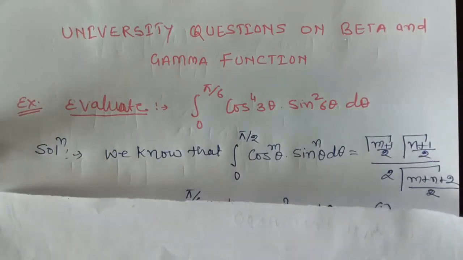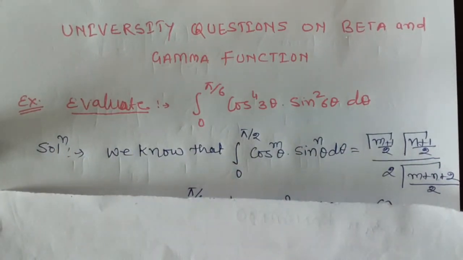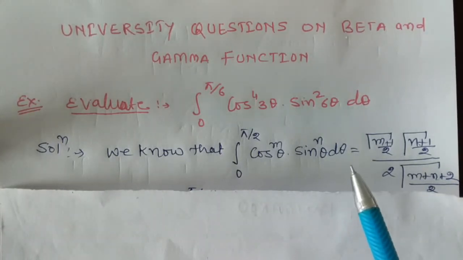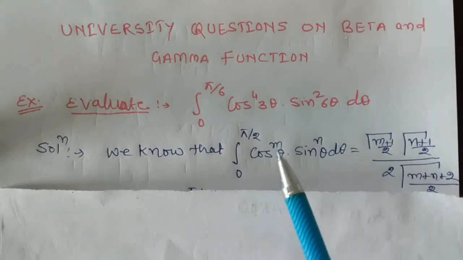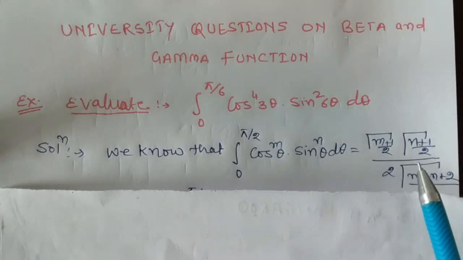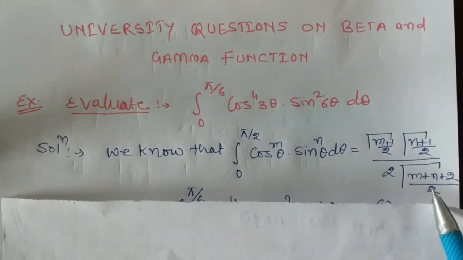As we know, integral 0 to pi by 2 cos power m theta into sin power n theta d theta equal to gamma (m plus 1) by 2 into gamma (n plus 1) by 2 upon twice gamma (m plus n plus 2) by 2. This result we already developed in previous videos.